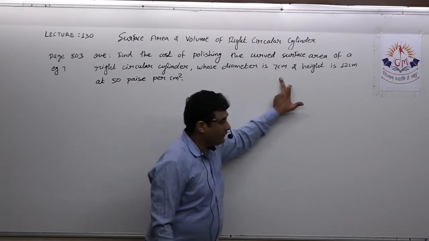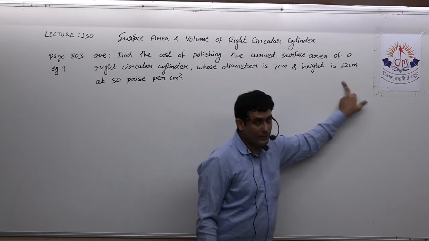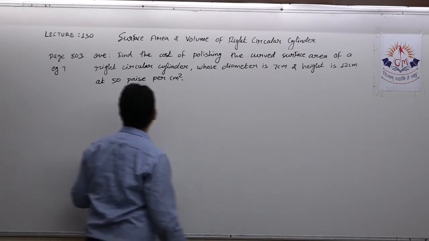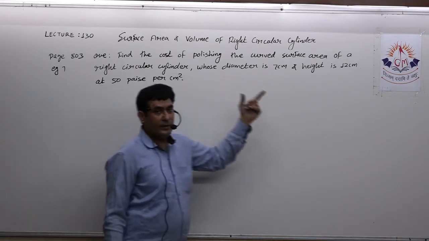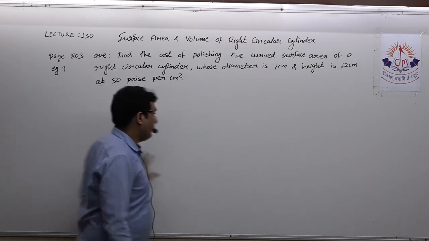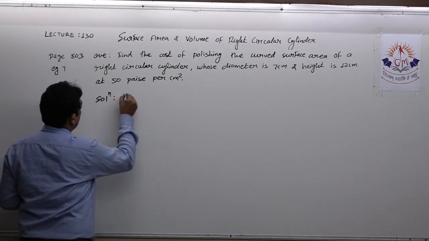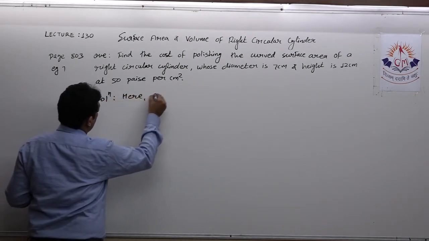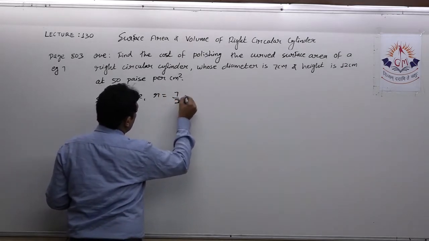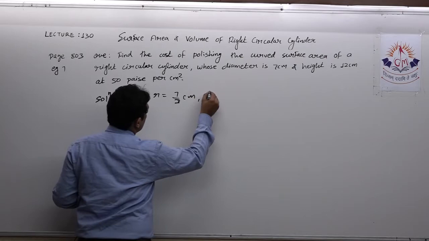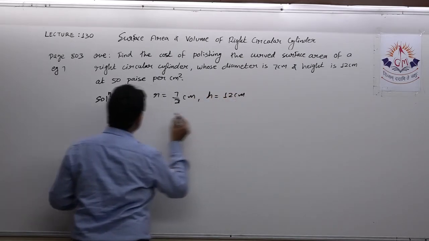Whose diameter is given? As diameter is given, obviously radius we can find. And height is also given, that is 12 centimeter. Now cost we have to find. So definitely first we'll find the area, then we'll multiply it by the cost. So let's see how to solve it. I can say R is equal to 7 by 2 centimeter. H is equal to 12 centimeter.